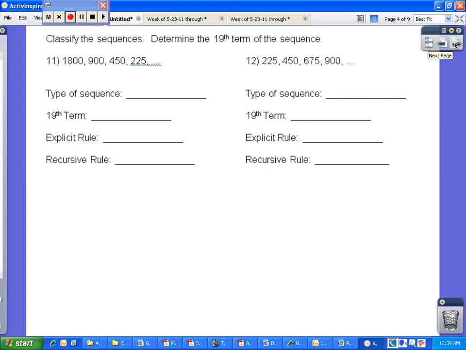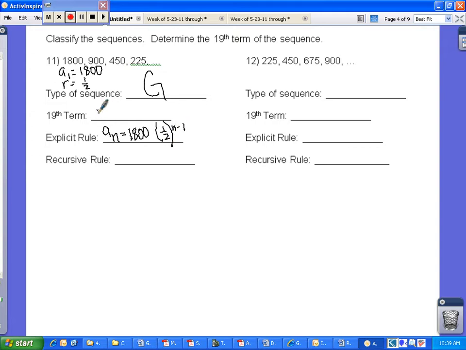For number 11, again, this is another geometric sequence. Explicit rule, well, first I need to identify a sub 1 and my common ratio since it's geometric. A sub 1 is 1800. And each time you are dividing by 2, which is the same as multiplying by 1/2. So your common ratio is 1/2. So your explicit rule is a sub n equals 1800 times 1/2 to the n minus 1 power.